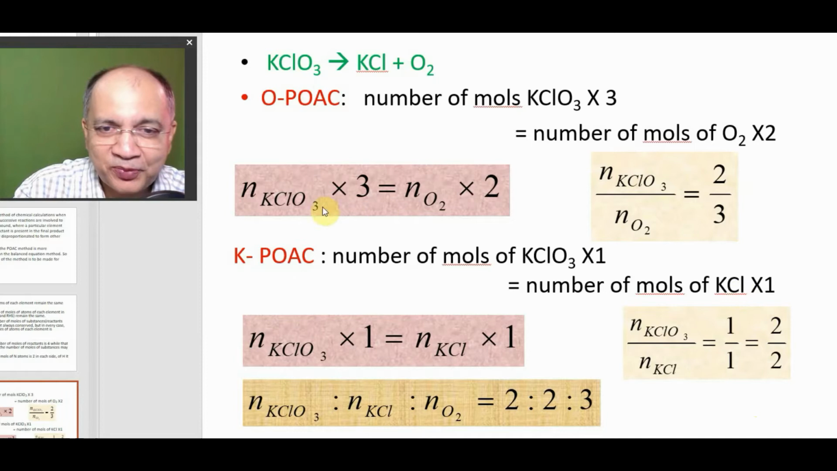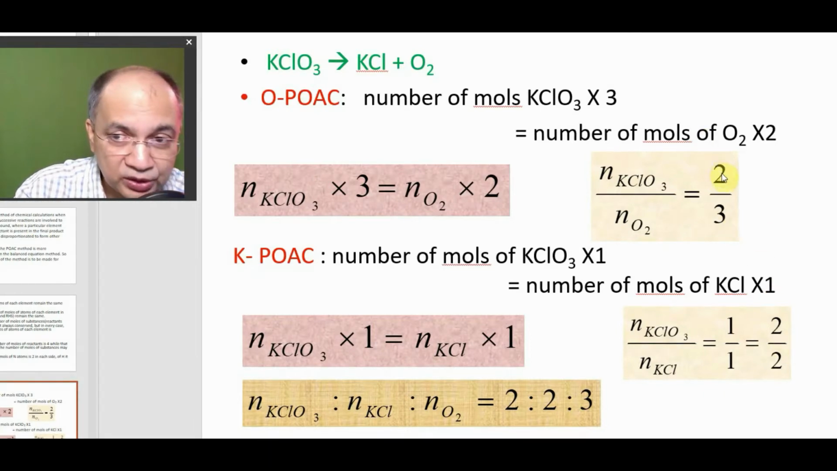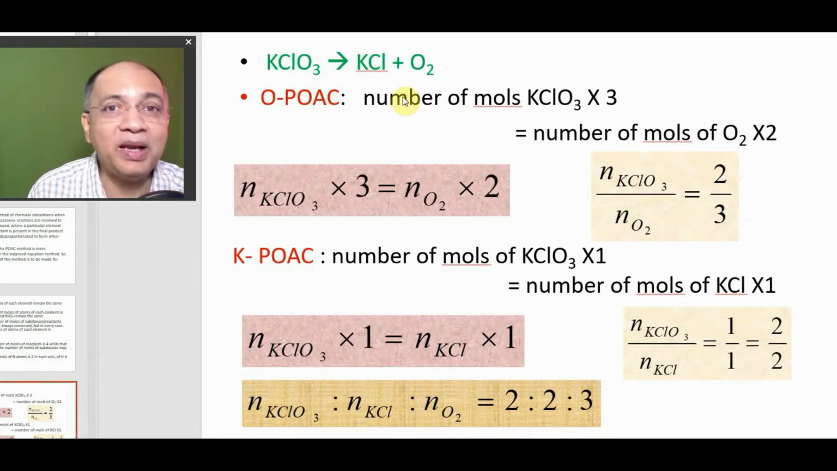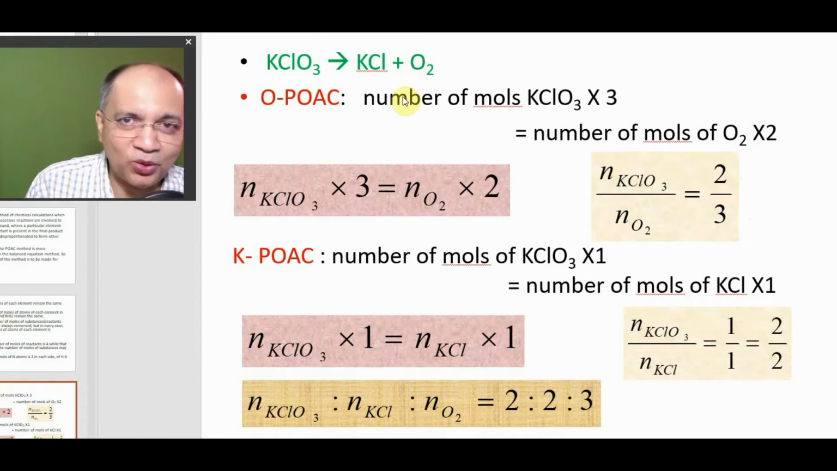Now see, KClO3 is to O2 is 2 is to 3. KClO3 is to KCl is 2 is to 2. So 2 is common for KClO3. We have made it deliberately so that the ratio between KClO3, KCl and oxygen is 2 is to 2 is to 3. So that 2, 2, 3. So we can get the coefficients in the balanced equation by this method also.